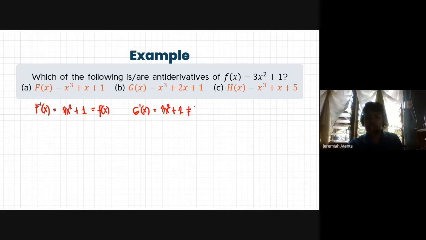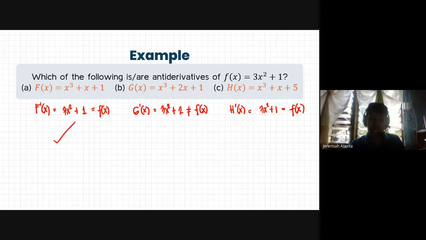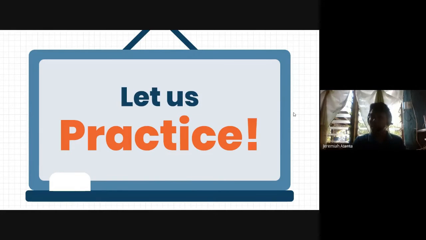So from that, this is not equal to f of x. And for the last one, h prime of x, we have 3x squared plus 1 also. And that is equal to f of x. Therefore, F and h are antiderivatives of the given function 3x squared plus 1. So si A at C yung tama. Okay? I hope clear siya.